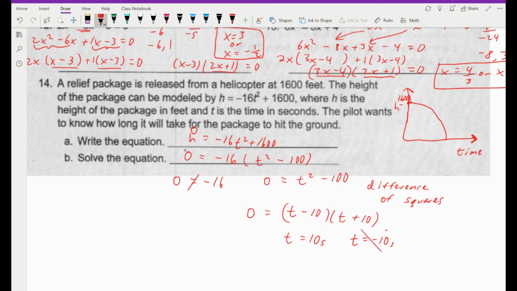Again, we can't have a negative time. That negative time is actually the time over here. But it's a nice parabola and it's very symmetrical about the y-axis. t equals 10 seconds is the answer.